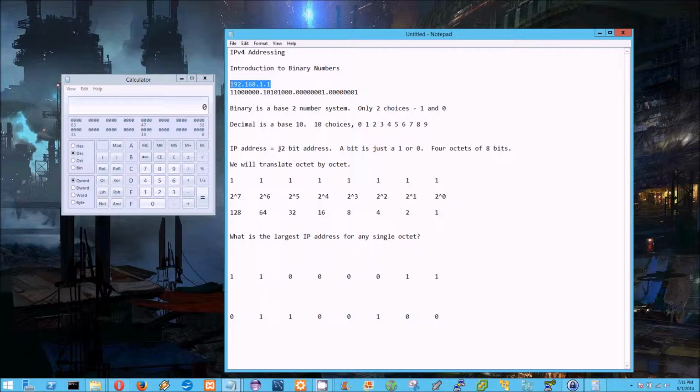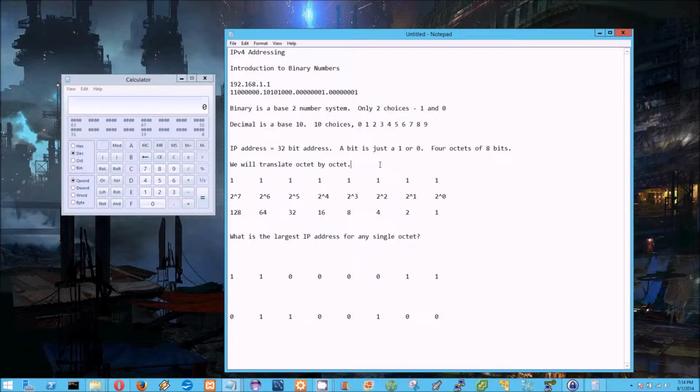So let's talk about IP addresses as they are translated into binary. Well, they're a 32-bit address. If you counted up all those ones and zeros, you're going to get 32. And those are bits, we call them. A 1 or a 0, that's a bit. And an IP address is 4 octets of 8 bits. 1, 2, 3, 4 octets separated by that period. And in each octet there's 8 bits.